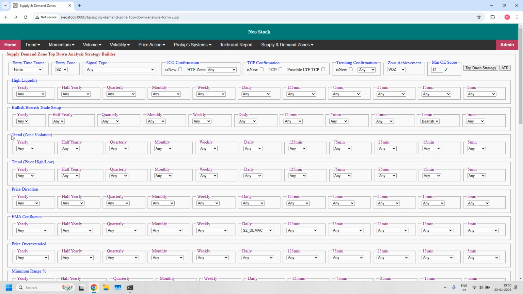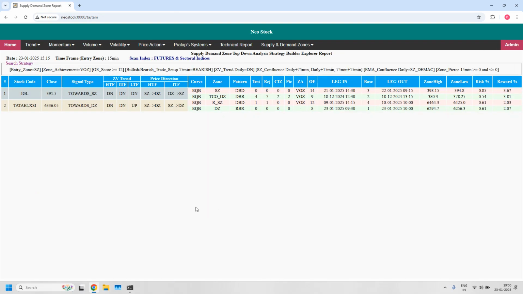But the trend on the daily time frame should not be sideways. Because it is bearish trade setup, the trend should be downtrend on HTF time frame. Let's verify. We got both the stocks. Both the stocks are filtered. That means both these daily supply zones are having daily EMA confluence.